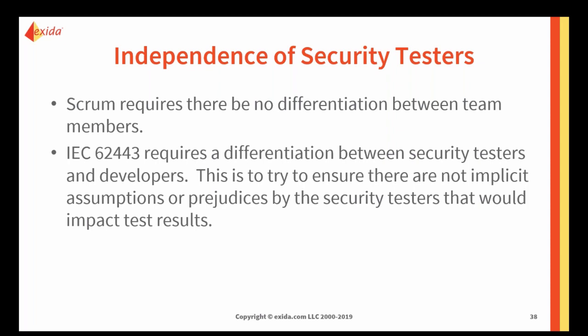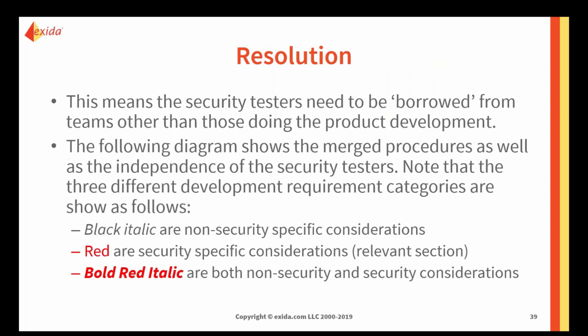In other words, if I implement something, I might think, I know I can't put 5K into here, so I'll only use a string length of 20. Well, the security tester who doesn't know that is going to put a 5K string in there and see what happens. These are things you may not do consciously, but unconsciously you may not do a test that you realize is going to cause a problem, whereas you really want to do that test. So how can we resolve this issue? Well, we just need to borrow security testers from other teams, generally under a different manager. And that will essentially allow us to meet the 62443 testing requirement.